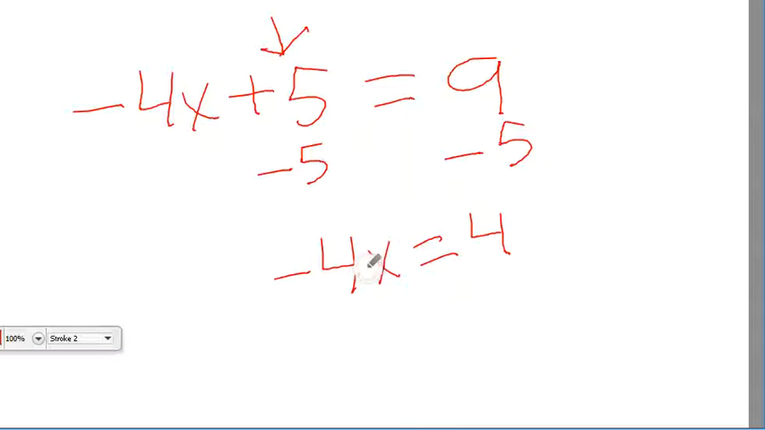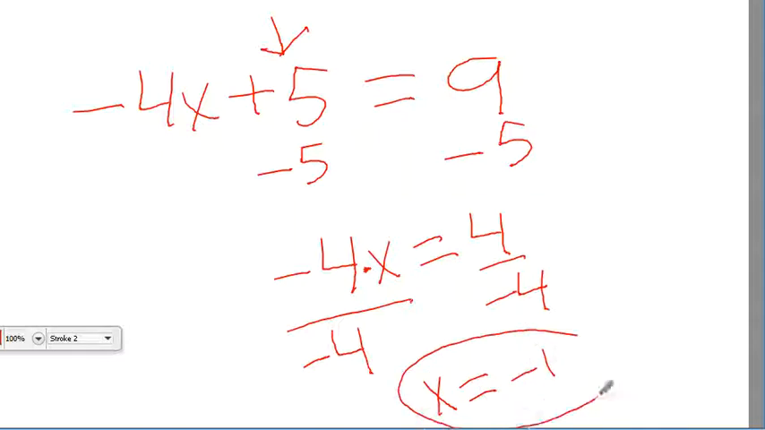Now, from there, we need to get rid of the multiplication of negative 4. The way that we undo a multiplication of negative 4 is by using a division of negative 4. Whatever we do on one side, we have to do on the other side. Now we're left with x equals 4 divided by negative 4, which is negative 1. Okay, I hope you got that correct. And if not, that's okay. We're going to continue to practice a few more of these.